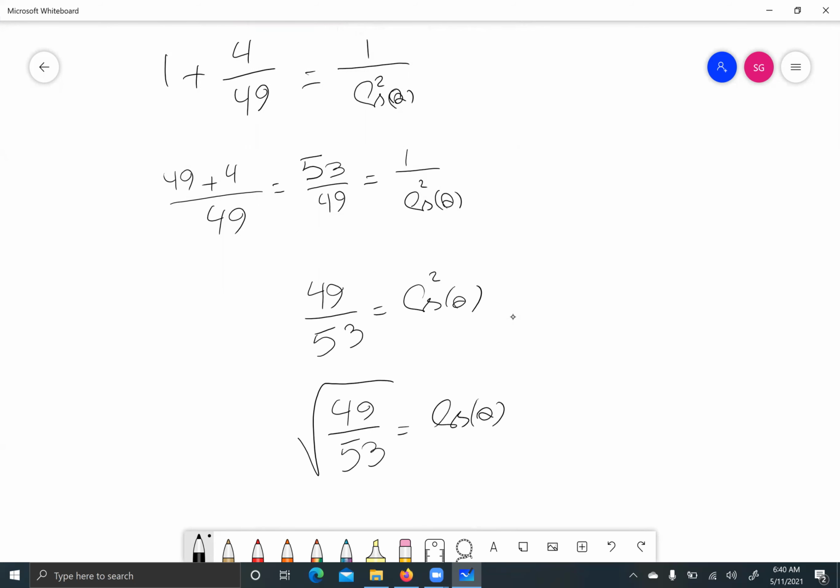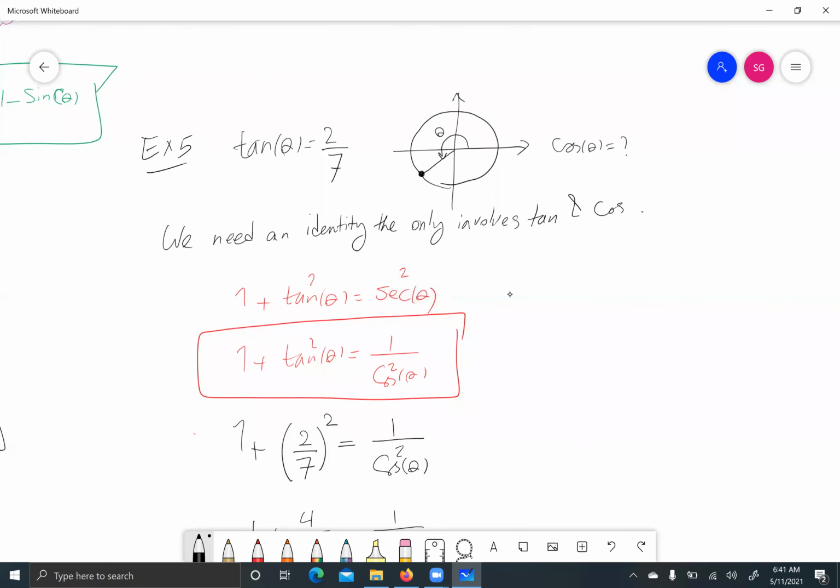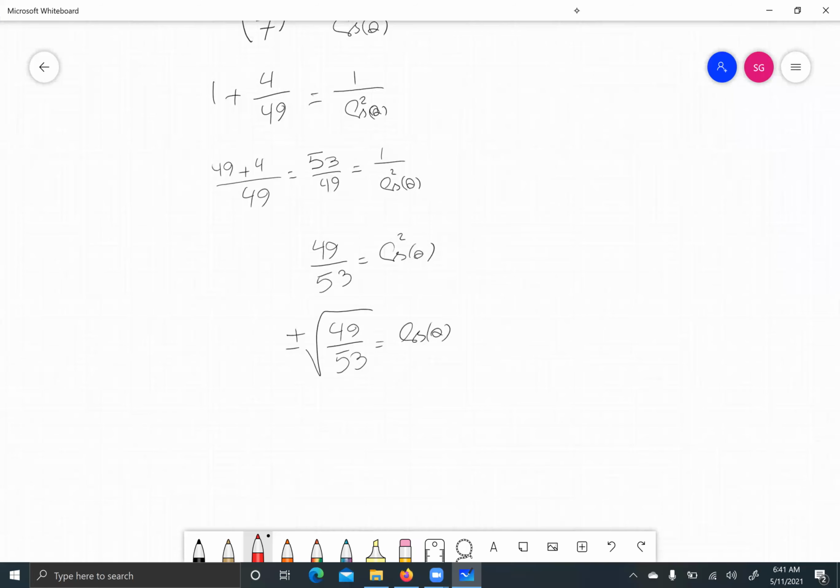But when you take a square root, it can be positive or negative. Remember, always when you take a square root, the answer could be positive or negative. But here, since the question says theta is in the third quadrant, look at the cosine. Cosine is here, so cosine is a negative number. So we need to take the negative number. This is not acceptable. So that's it. We calculated the cosine. So cosine of this angle is negative square root of 49 divided by 53.